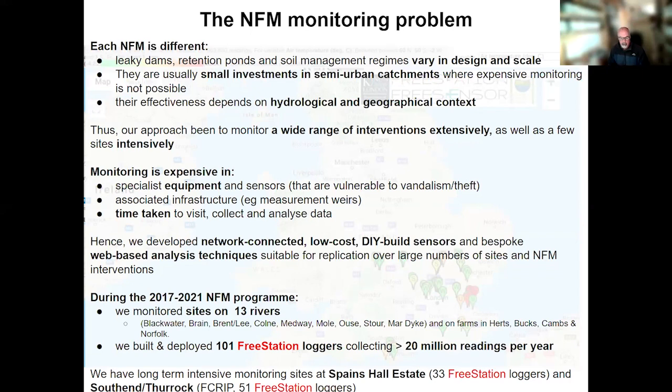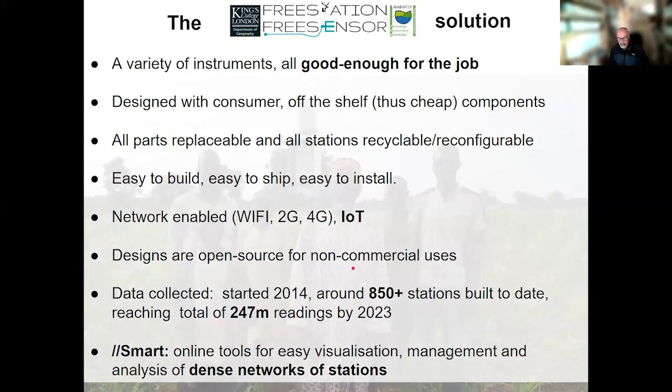And so during the 2017 to 2021 NFM program, we were able to monitor 13 rivers, as you see there. We were able to build and deploy more than 100 FreeStation data loggers, collecting around 20 million readings a year across all of those projects. And since that program, we've maintained long-term intensive monitoring sites on natural flood management at Spain's Hall Estate, where we still have 33 loggers, and in our FCRIP project, where there are 51 data loggers. And what do I mean by FreeStation?